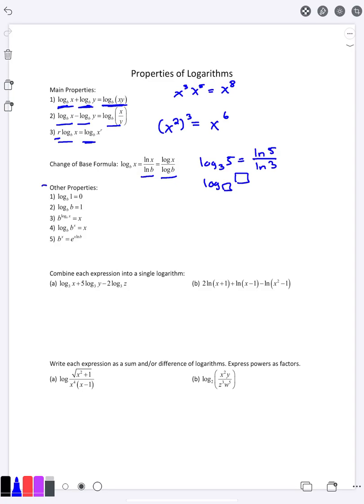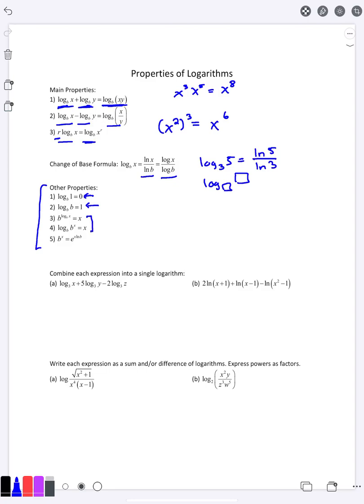These last properties here don't get used nearly as often as the other ones in this section, but they do get used in future sections to simplify things. First off, log base any base b of 1 always gives you 0. That's because anything to the 0 power gives you 1. Log base b, whatever b is, of the same number always gives you 1, because again, b to the first power gives you b.